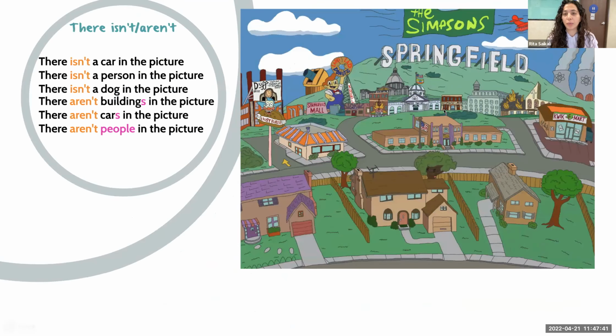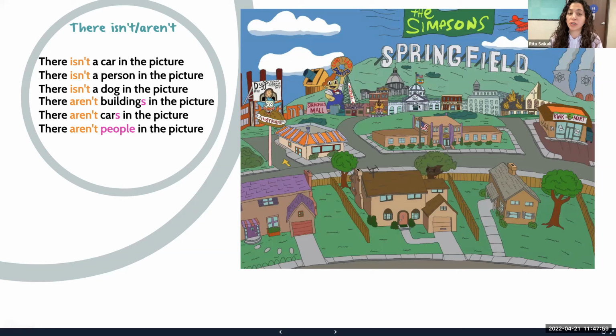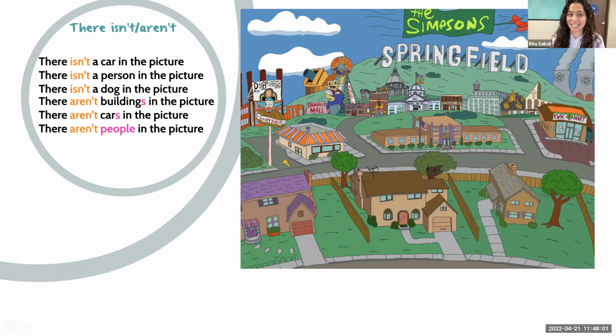Okay, so the negative form of there is, there is not or there isn't. Okay, so mainly it's really there isn't. There isn't a car in this picture. Do you see a car? No. So it's there isn't a car in the picture. Or we can say there is not a car in the picture, but mainly it's there isn't. The negative form of there are is there aren't.